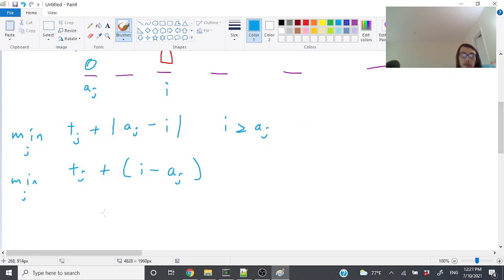Now we're looking for the minimum of this over all j. So we note that this I has nothing to do with the selection of j, which means that we can move it out. We can say that now we're looking for I plus the minimum over all j of tj minus aj. And also aj is less than or equal to I. We have this constraint throughout.